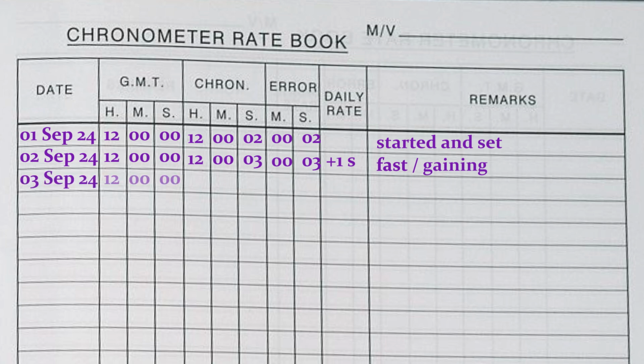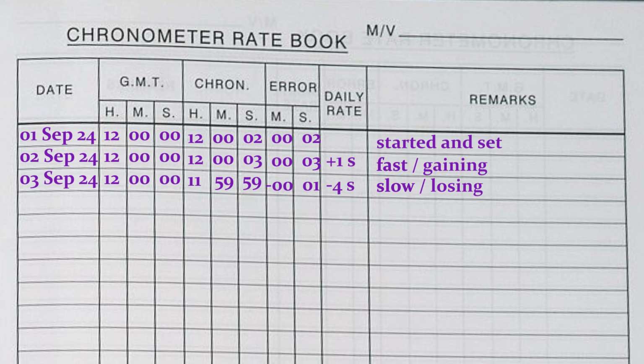Suppose the next day the chronometer shows 11 hours 59 minutes and 59 seconds. The chronometer's error will be minus 1 second, and you can write in the remarks that it is slow. Chronometer rate equals minus 1 second minus 3 seconds, and we'll get minus 4 seconds, and in the remarks you can write that it is losing.